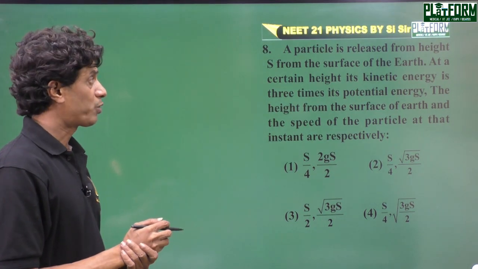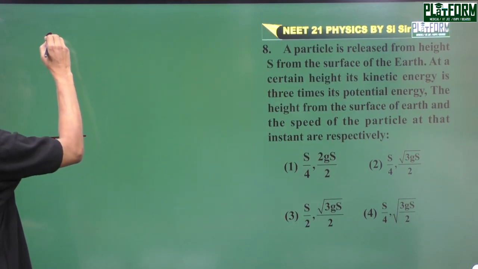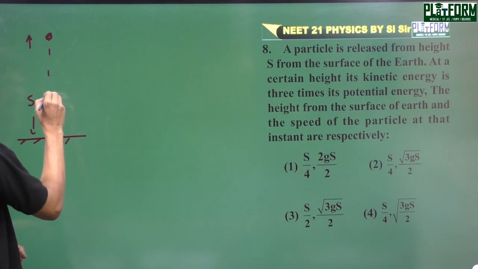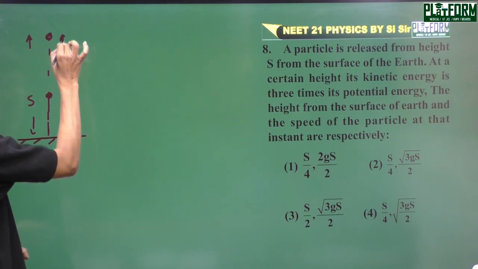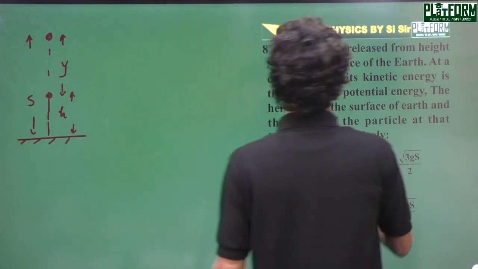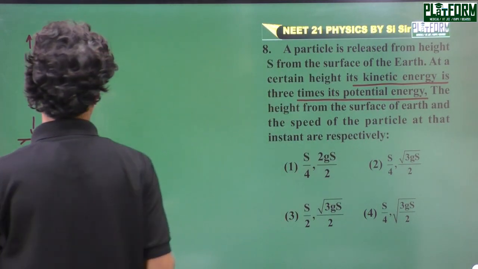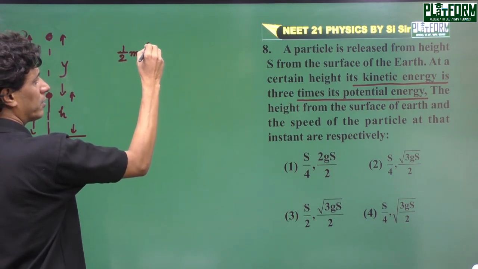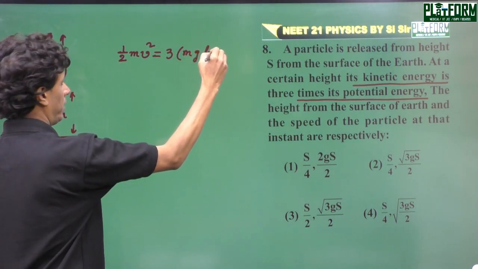A particle is released from height s, and at a certain distance, at a certain height, its kinetic energy is 3 times the potential energy. Kinetic energy is 3 times the potential energy.